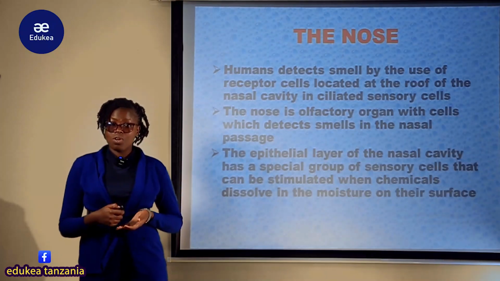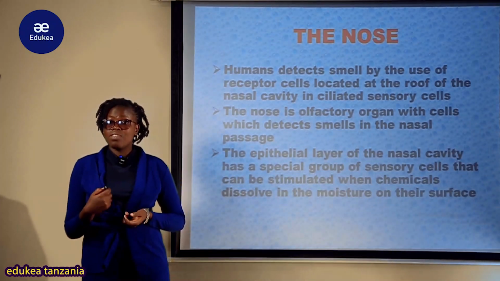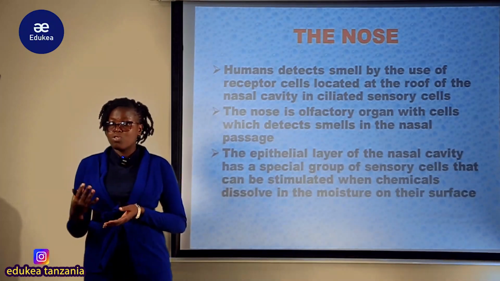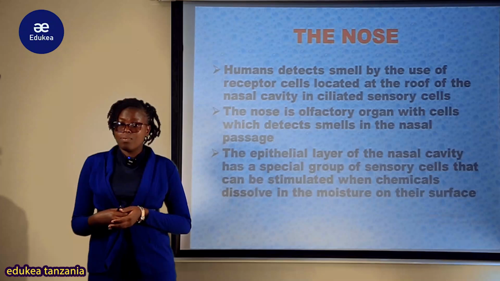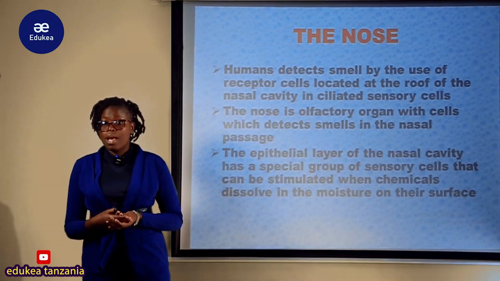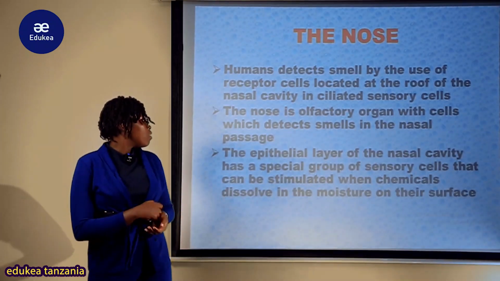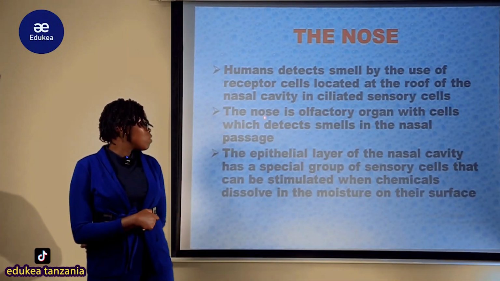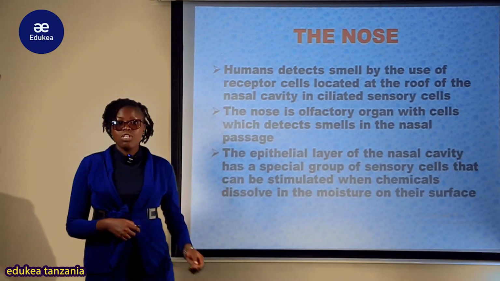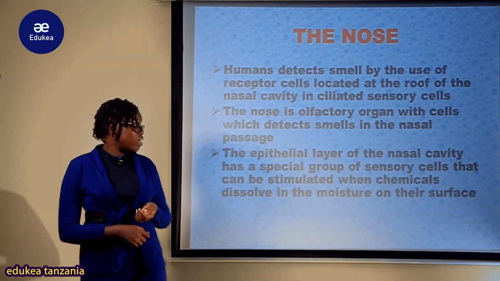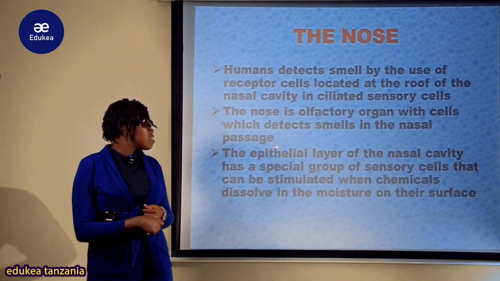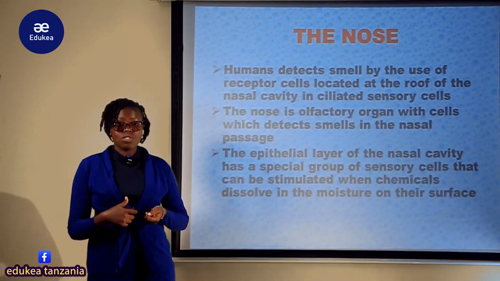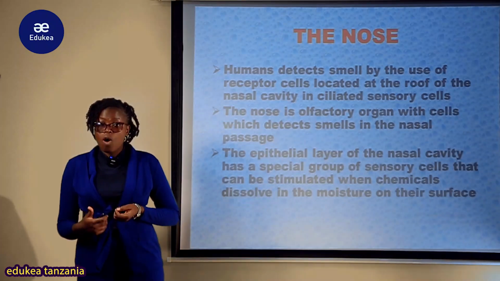So the roof of the nasal cavity tends to have these numerous ciliated sensory cells for the collection of this sense of smell to the central nervous system so as to make an organism aware of a particular smell. So the nose is the olfactory organ with the cells which detect the smell in the nasal passage, ambazo ni sensory cells ambazo zipo responsible for the detection of the smell katika nasal passage, na hivyo mtu anaweza kuwa aware of a particular smell.